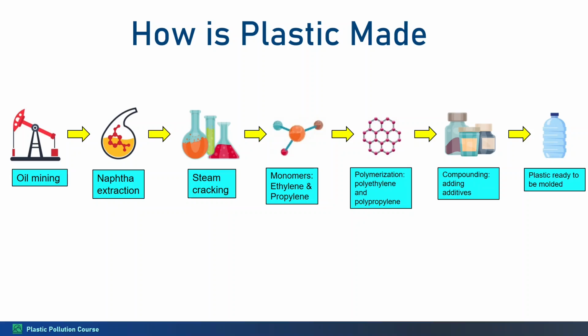After polymerization comes compounding, which is adding different additives to our plastic polymers to produce plastic with special properties like color and performance. And that's it. The final plastic product is ready to be shaped and molded into a variety of products, from bottled water to PVC piping.